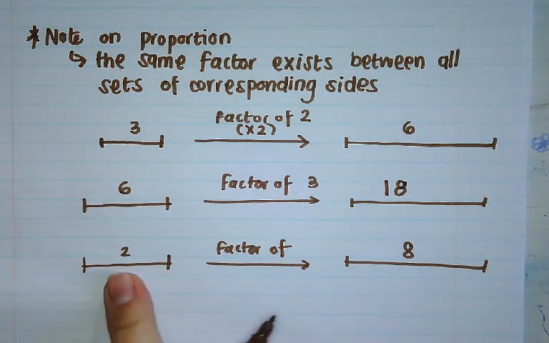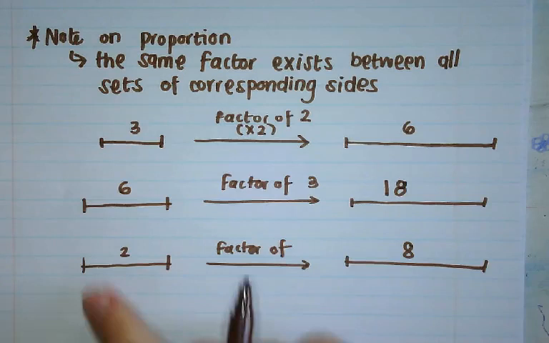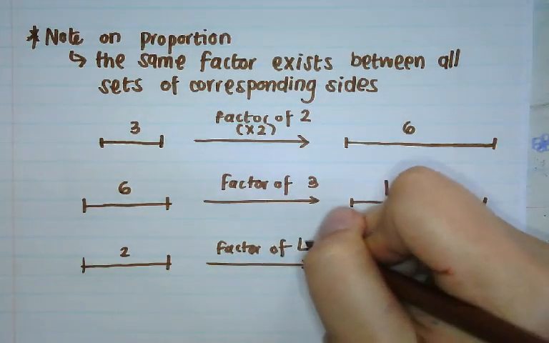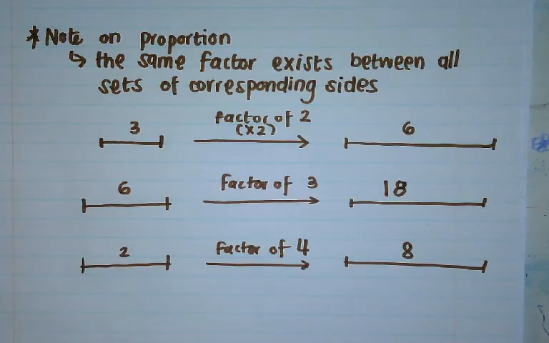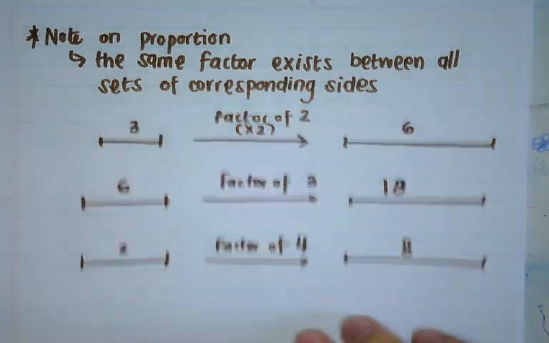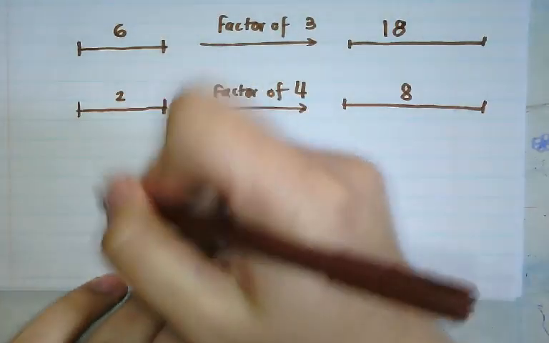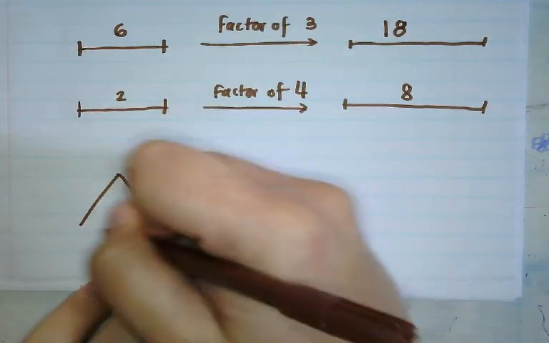Now I went from 2, I went to 8. What was my factor? It was 4. How did I find that? Well, 8 divided by 2 gives me my factor of 4. Now we apply this to triangles. Okay? So I'm going to draw 2 corresponding triangles.